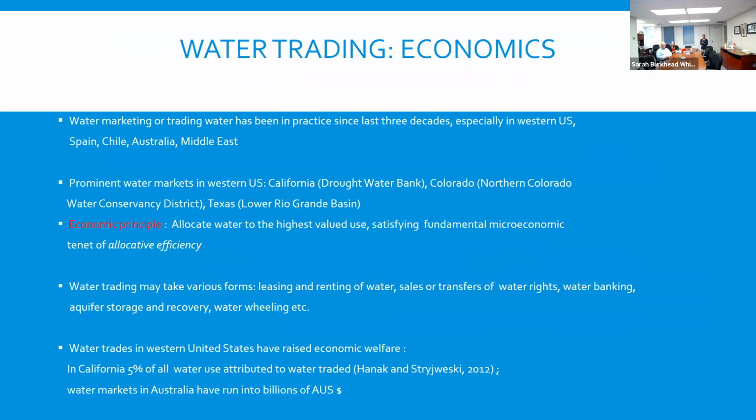One thing you may notice is that the Western United States, along with all those regions, happen to be very arid or dry regions. Some of the prominent water markets in the Western United States: the Drought Water Bank in California first came up in 1991-92 in response to the massive California droughts during that decade. The Northern Colorado Water Conservancy District has been trading water for decades. And of course, across the border in Texas, water trading models are quite sophisticated.